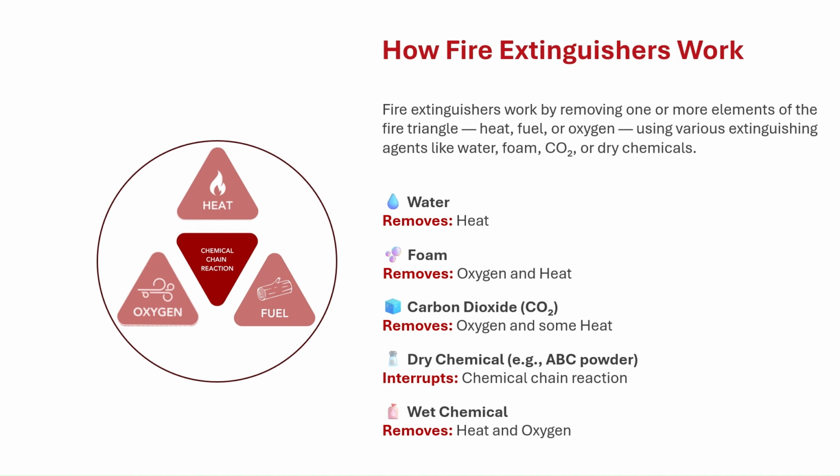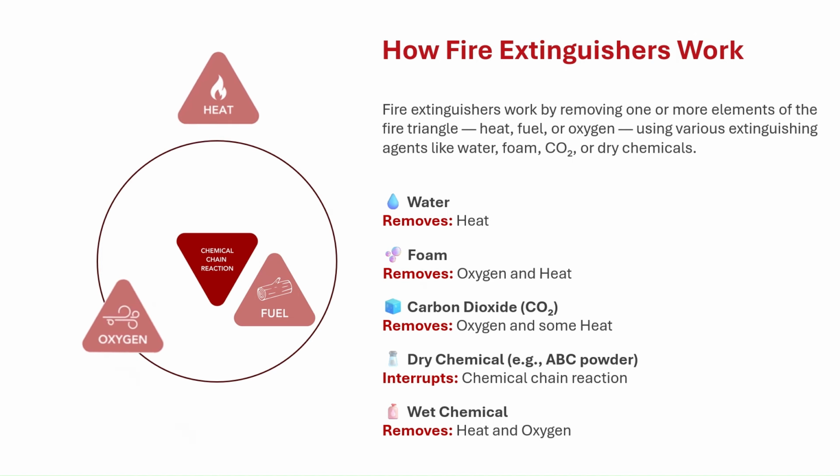Water primarily removes heat, cooling the fuel below its ignition temperature. Foam works by removing oxygen and also provides some cooling, heat removal, smothering the fire. Carbon dioxide, CO2, mainly removes oxygen, displacing it from the fire, and provides some cooling. Dry chemical, like ABC powder, interrupts the chemical chain reaction, which is the ongoing process that keeps the fire burning. Wet chemical, commonly used for cooking fires, removes heat and oxygen by creating a soapy layer.